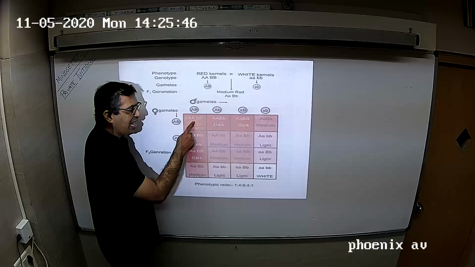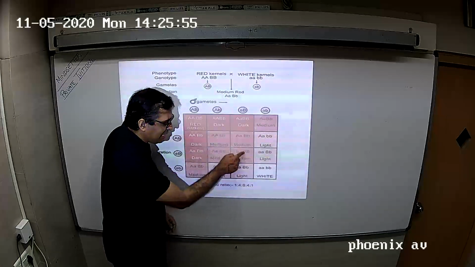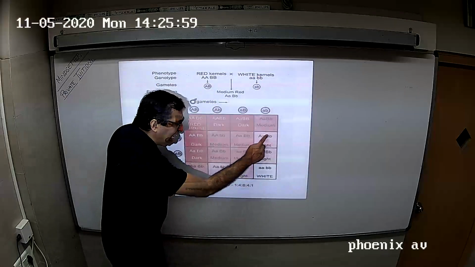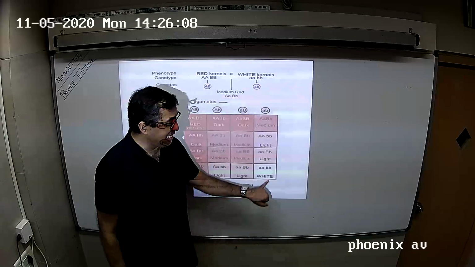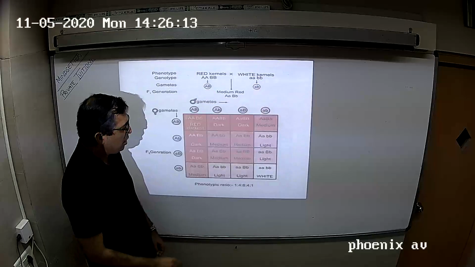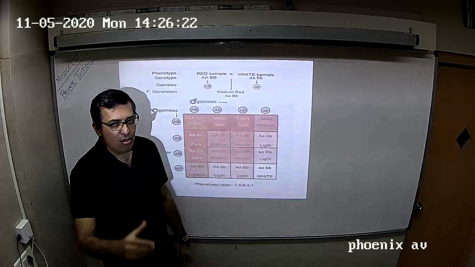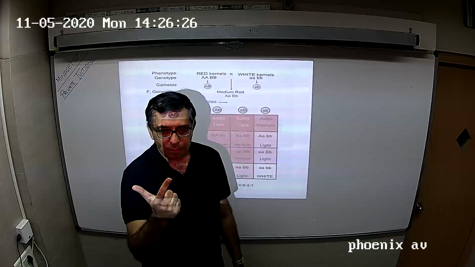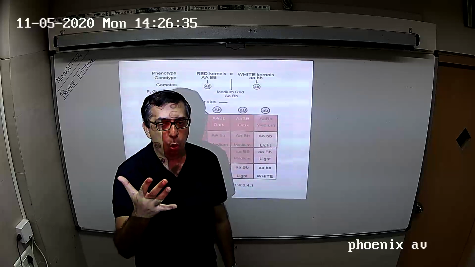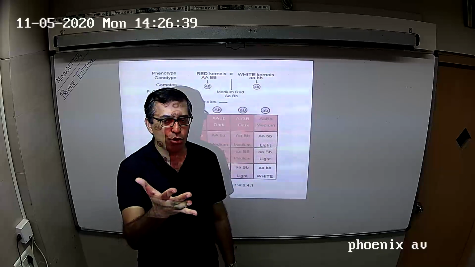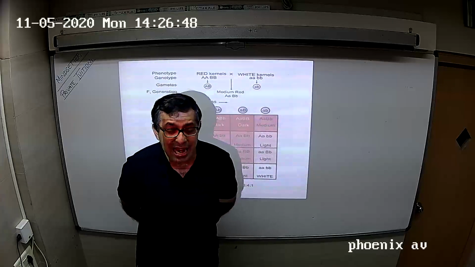4 capitals means it is dark red. These 4 are 3 capitals, so it is dark pink. These 6 are 2 capitals, so it is pink. These 4 are 1 capital, so it is light pink. And this is no capital, it is white. So what is the phenotypic ratio we have over here? 1 is to 4 is to 6 is to 4 is to 1. 1 dark red, 4 dark pink, 6 pink, 4 light pink, 1 white. 1 is to 4 is to 6 is to 4 is to 1. This is polygenic inheritance as found in wheat kernel suggested by Nilsson-Ehle.